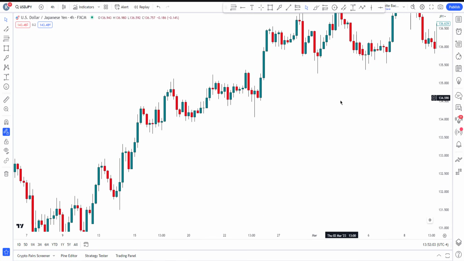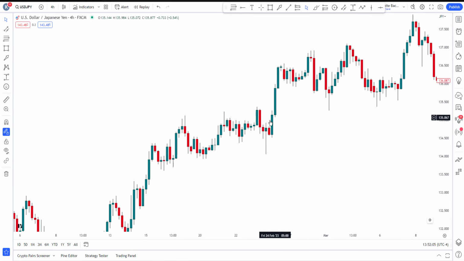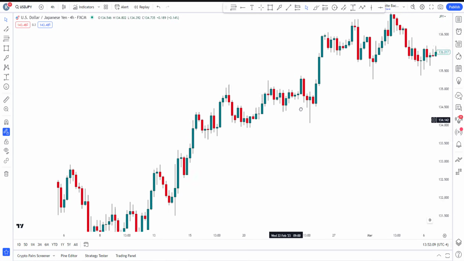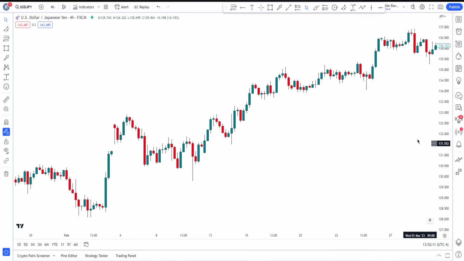Price never reached an order block. Price just bounced from this fair value gap. Even this one, it never even reached this one. So guys, go ahead and check it and see how reliable this concept of entry is.